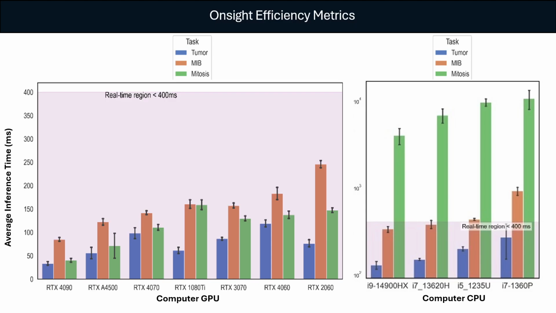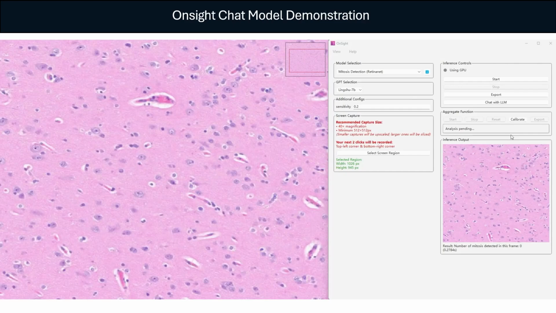Since OnSight is adaptable for all file formats and viewers, we also wanted to test the hardware requirements. Specifically, we tested a variety of GPUs and CPUs, and the results are clear. OnSight works in milliseconds for most GPUs and takes only seconds for computers with just CPUs. This means that regardless of the hardware you're using, OnSight works fast and efficiently.